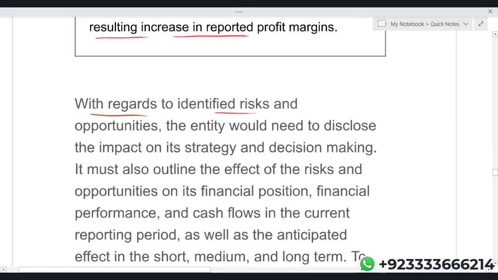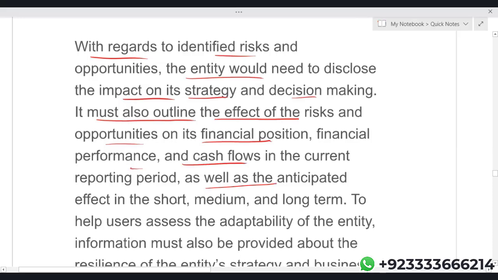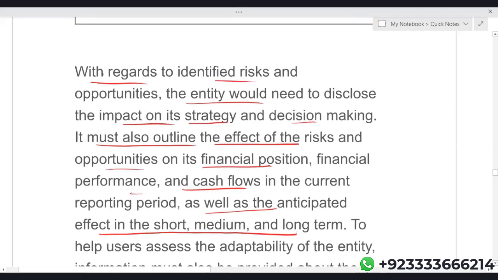With regard to identified risks and opportunities, the entity would need to disclose the impact on its strategy and decision making. It must also outline the effect of the risks and opportunities on the financial position, financial performance, and cash flows in the current period, as well as the anticipated effect in the short, medium, and long term. So, a very important point is that with regard to identified risks and opportunities, the entity would need to disclose the impact on its strategy and decision making.